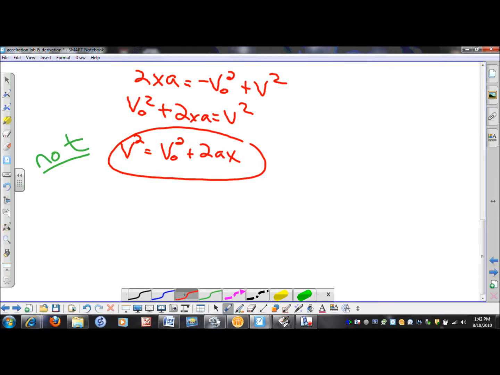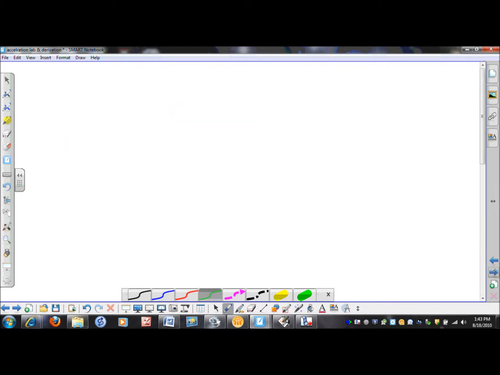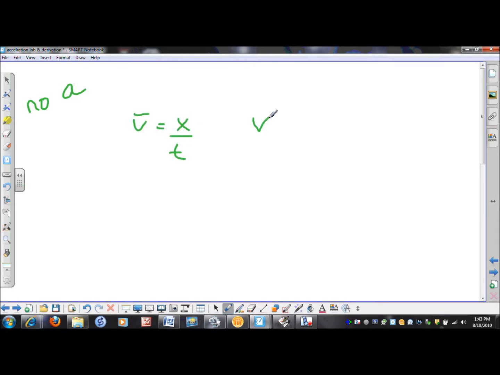What are we missing now? We need one more equation. Let's just go to the next page. All right, we need one that has no acceleration in it. That's kind of easy. Here's our average again, and here's our average. Here's two averages. Just put them together. That's it. Simple as that.